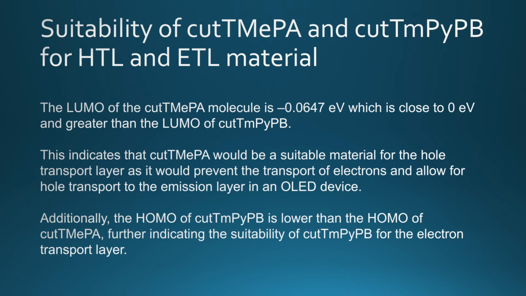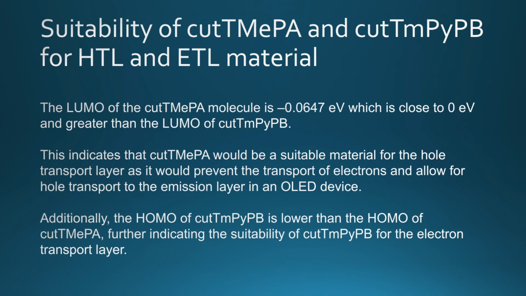Now, additional information which helps confirm that the PA molecule is suitable for HTL material and the PB molecule is suitable for ETL material, electron transport layer material, is that the HOMO of the TM-PYPB is far lower and far more negative than the HOMO of the PA. And as a result, having a more negative or lower HOMO means that it would be able to transport electrons more effectively to the emission layer.